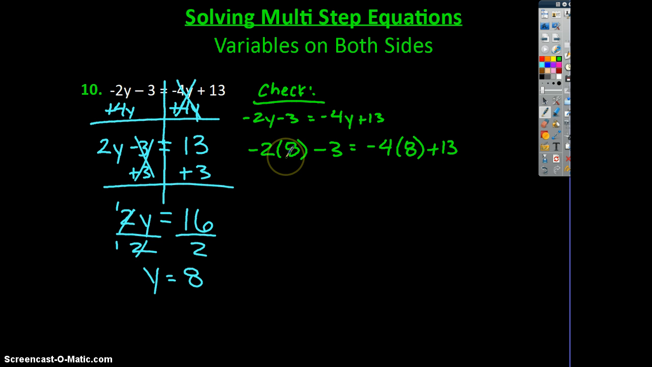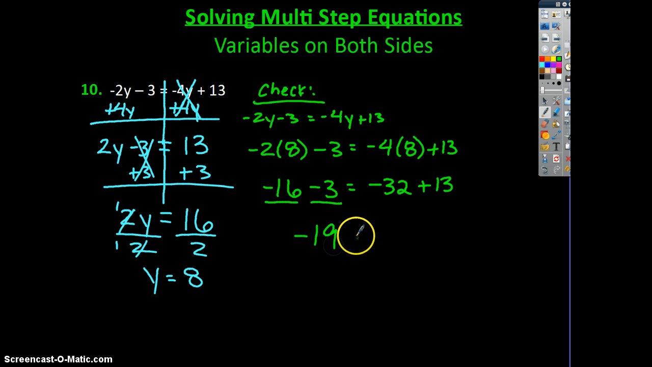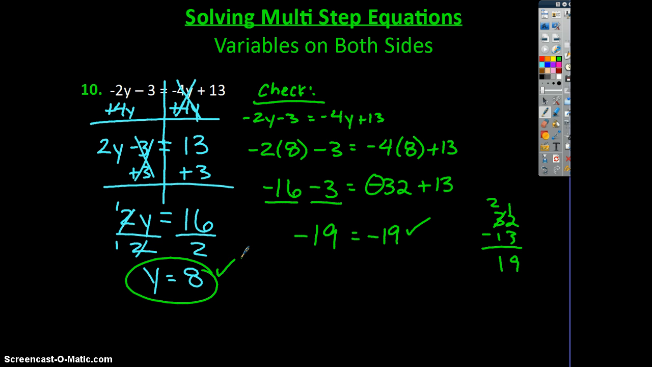So negative times a positive in here, that is a negative 16 minus 3. And that's equal to a negative times a positive, that is a negative 32 plus 13. And now I just evaluate. Here I have same signs on this side of the equation, so I add and keep my sign, so I'm at a negative 19. And then over here I have different signs, so again you're thinking, hey, what's 32 minus 13? Well, that's 19, and the higher number was negative, so this is a negative 19. Negative 19 is equal to itself, therefore we know our answer here is correct.